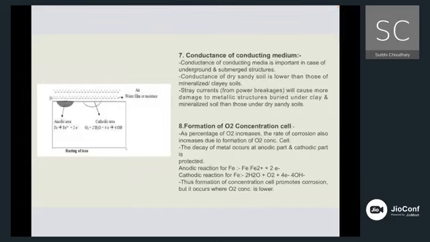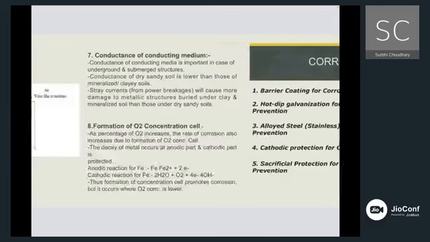Means the metal surface which faces a low concentration of oxygen acts as the anode, and the metal surface which is exposed to the higher concentration of oxygen acts as the cathode. So this type of electrochemical reaction takes place, and this electrochemical cell created by the difference in the oxygen concentration is called an oxygen concentration cell. So these are all the factors affecting the rate and intensity of corrosion.